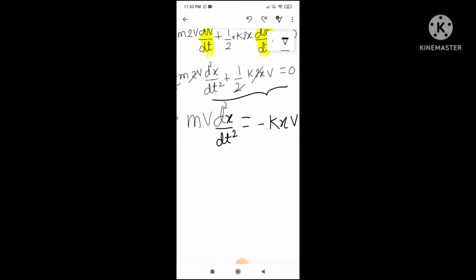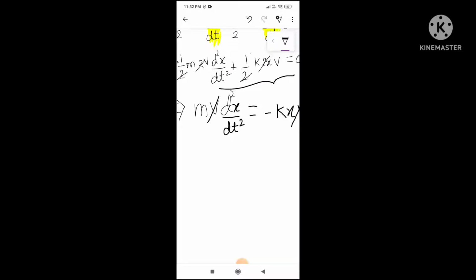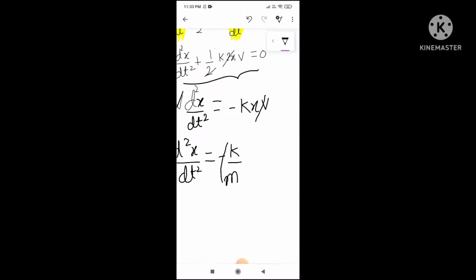Now this v gets cancelled and we get d2x by dt2 that equals minus, see how I'm writing it, k by m, I've associated them in a bracket, times x.